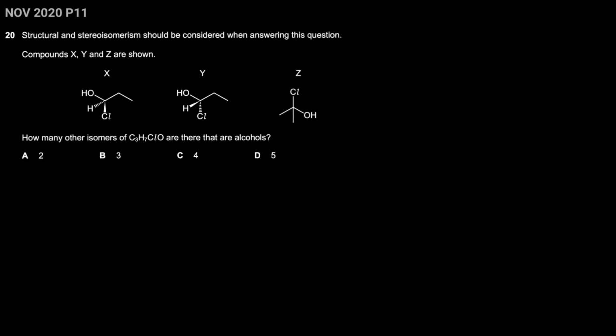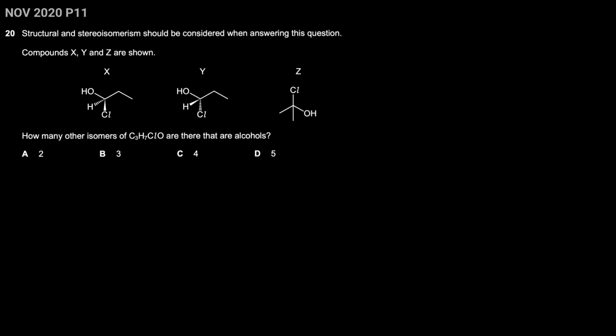The next question that we have here is question number 20. Now question number 20 says, structural and stereoisomerism should be considered when answering this question. Compounds X, Y, and Z are shown. How many other isomers are there of C3H7ClO that are alcohols? Now they've already given us 3 isomers. They want to know how many more isomers are there with this molecular formula.